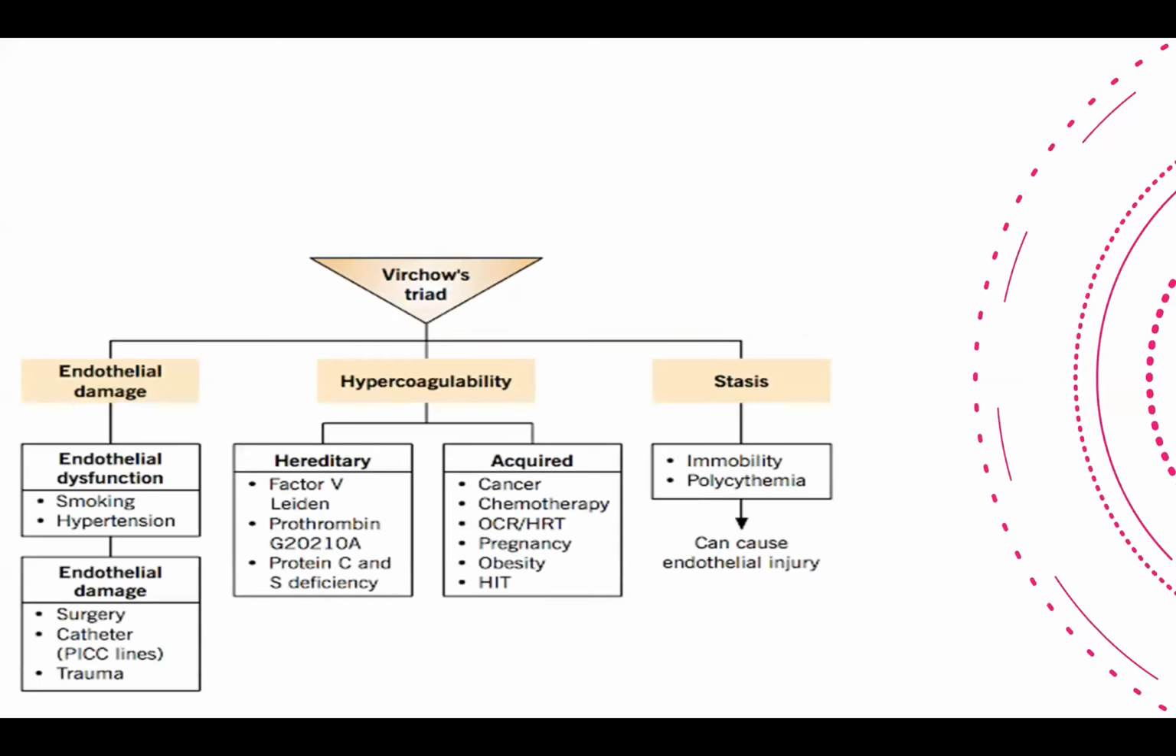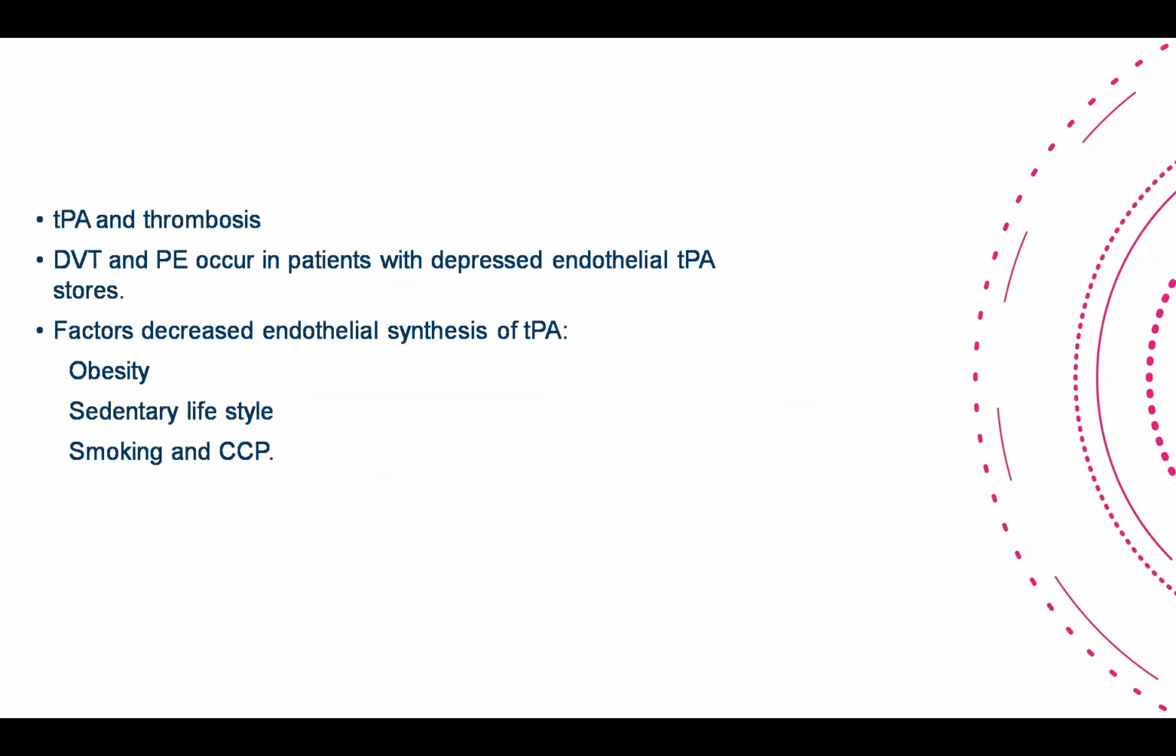The factors that can cause thromboembolism are summarized in this graph. Either due to endothelial damage, hypercoagulability, or stasis. Among the hypercoagulability, either hereditary or acquired. And acquired could be cancer, chemotherapy, and so on. tPA, tissue plasminogen activator, and thrombosis: patients with DVT and PE do have depressed endothelial tPA stores.